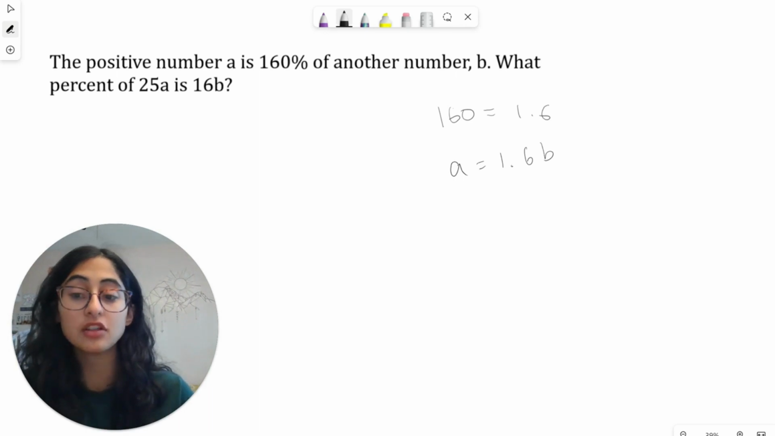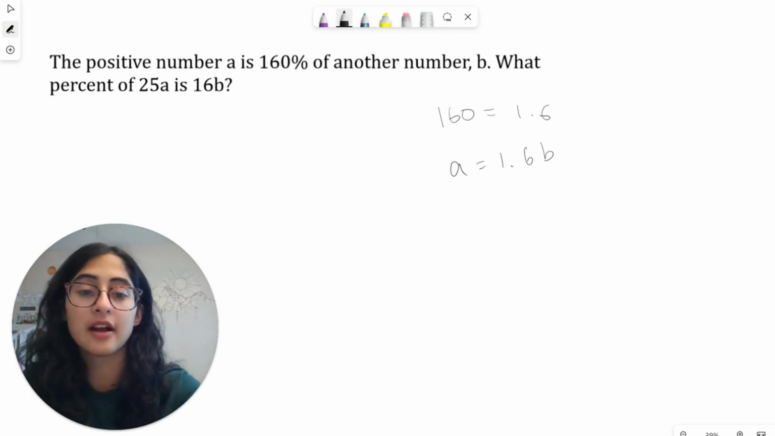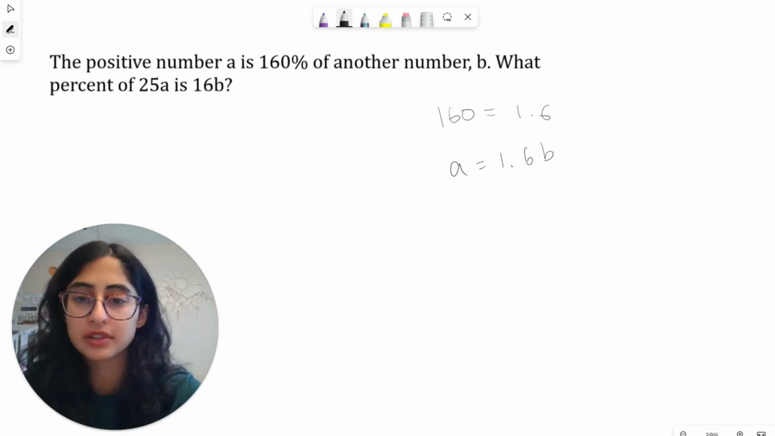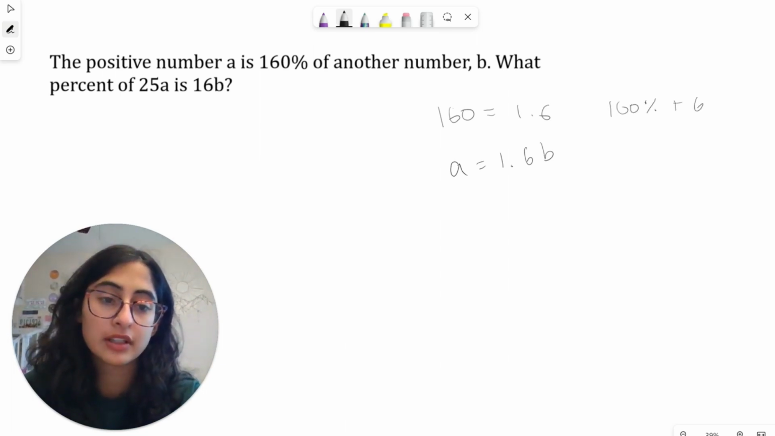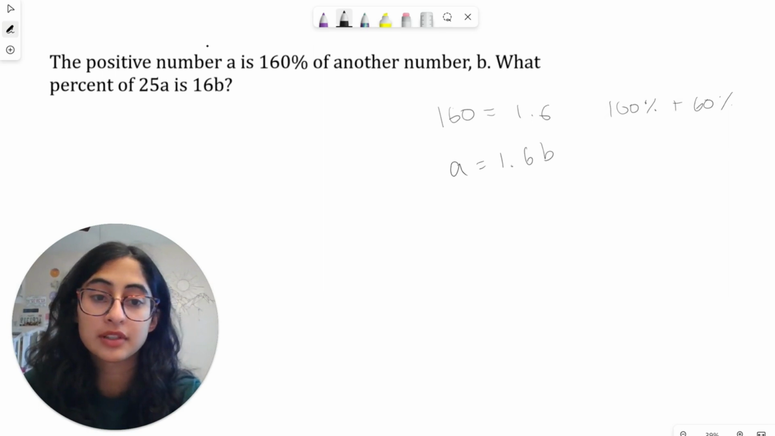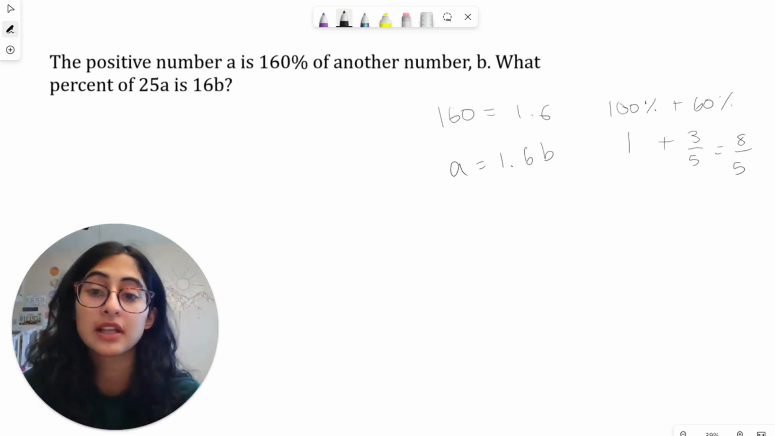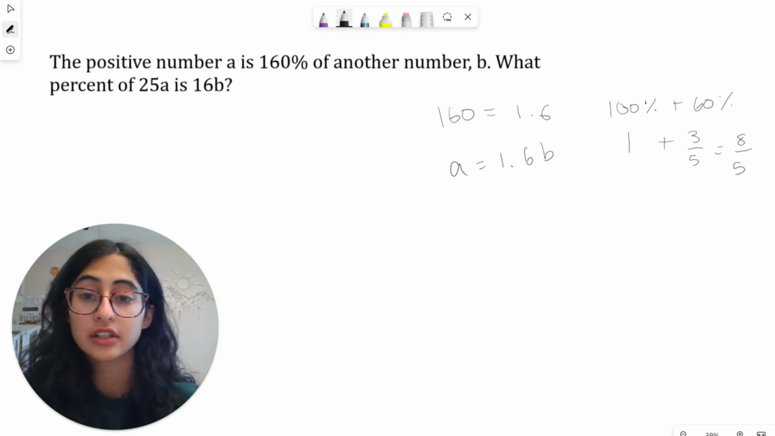So 160% is 100% plus 60%, of course. The reason I'm breaking it up like this is because we know 100% is just 1, plus 60%. Well, 60% is 3/5, so this ends up being 8/5. Our percentage, 160%, is the fraction 8/5. So now let's say a is equal to 8/5 times b.